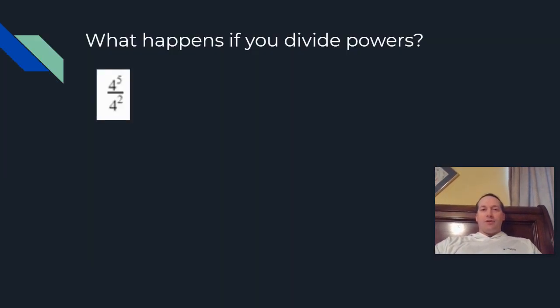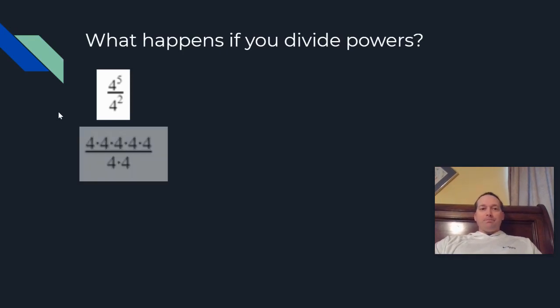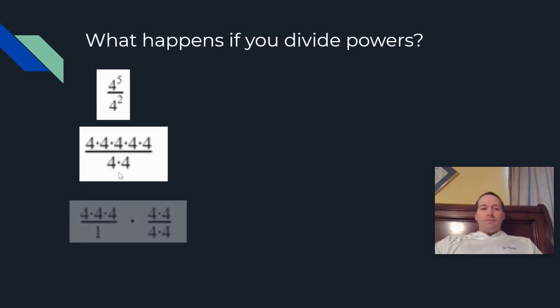So let's look at the first question. It says 4 to the 5th divided by 4 squared. What is 4 to the 5th divided by 4 squared? So it's 4 times 4 times 4 times 4 times 4 divided by 4 times 4.